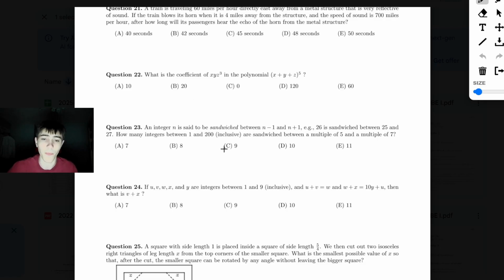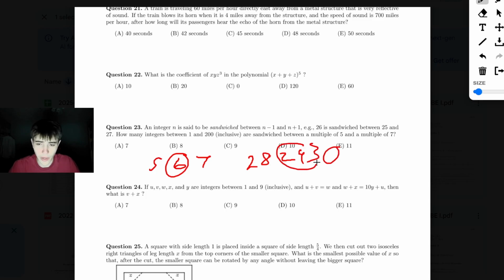So an integer n is said to be sandwiched between n minus 1 and n plus 1 if n minus 1 and n plus 1 are either a multiple of 5 or a multiple of 7. So it's between a multiple of 5 and a multiple of 7. So like 5, 6, 7. 6 is between 5 and 7, right? So that would work. 28, 29, 30. 29 would be between a multiple of 7 and a multiple of 5, so that also works. And it's asking how many of those there are.